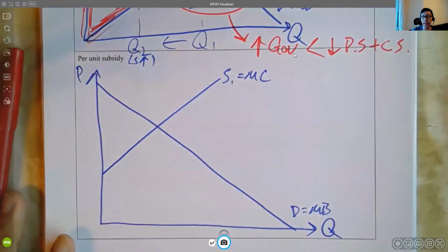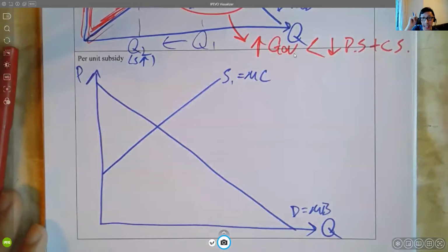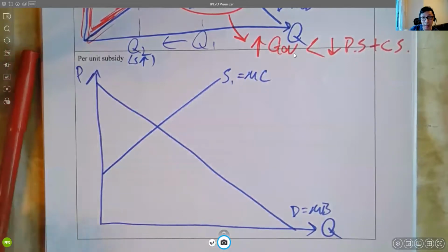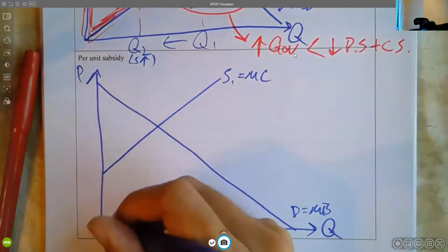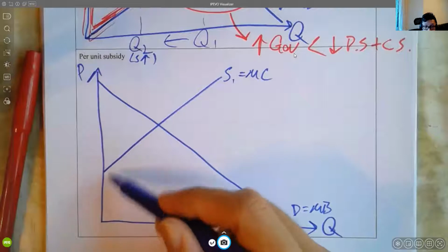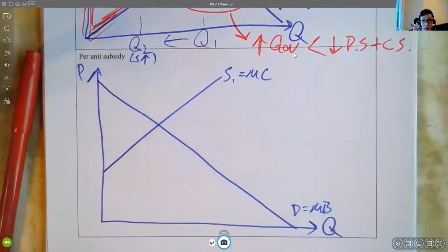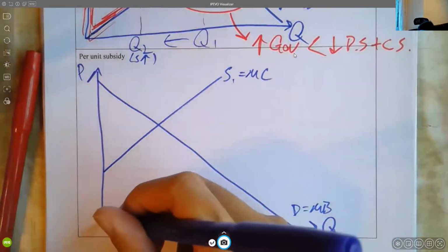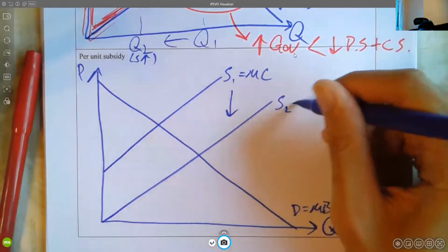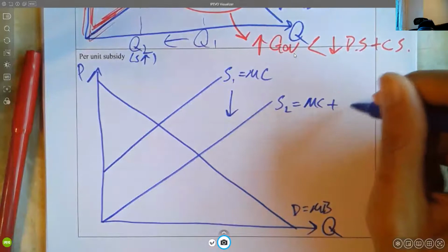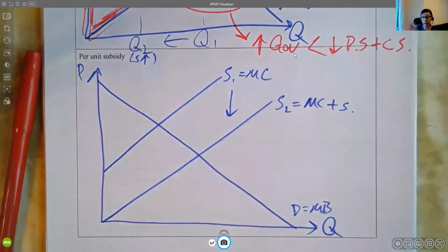Now let's shift it to a downward shift, meaning an increase in supply. Don't get it wrong, graphically downward represents an increase. So you see, right? I leave some space here, so as not to mess up myself. This becomes S2. Let's call it MC plus subsidy or minus whatever.